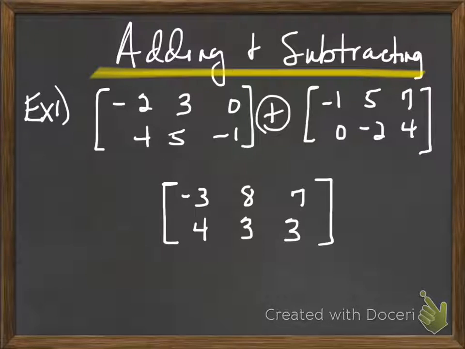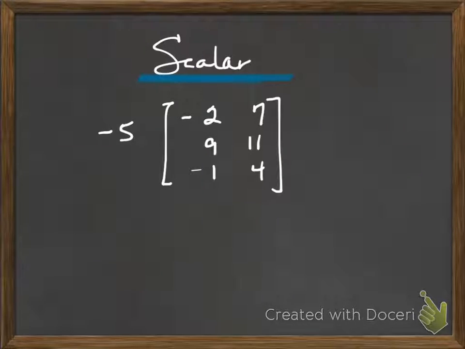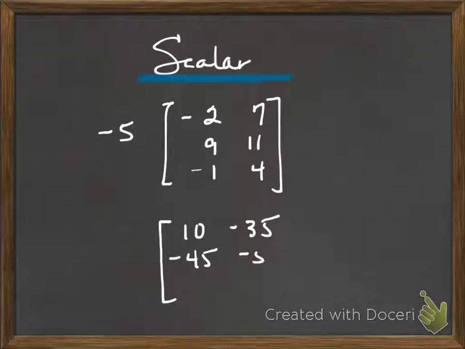So adding and subtracting, fairly simple. Just make sure you have the numbers in the right location and you're either adding them or subtracting depending on what the sign is between your 2 matrices. We have something called a scalar. Anytime there's a number on the outside of your matrix, they're asking you to multiply that number on the inside. And so we're just going to multiply everything by -5. So we're going to get a +10, -35, -45, -55, +5, and -20.